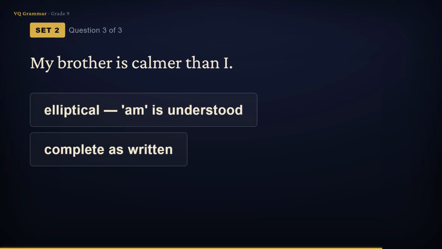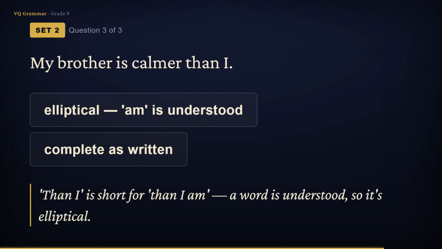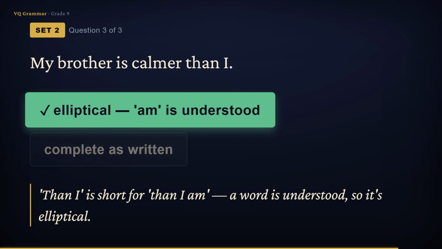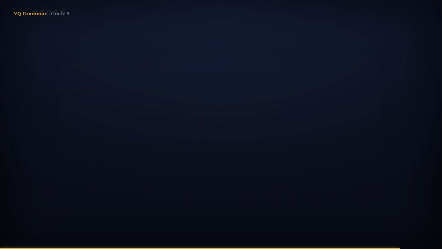My brother is calmer than I. This little clause, than I, feels short, and that's the clue. Your mind fills in the missing verb, than I am. Since a word is understood but left out, this is an elliptical adverb clause. So the answer is yes, am is understood.